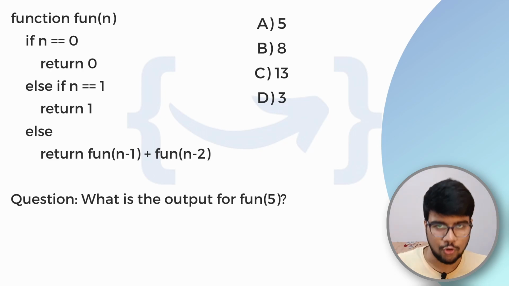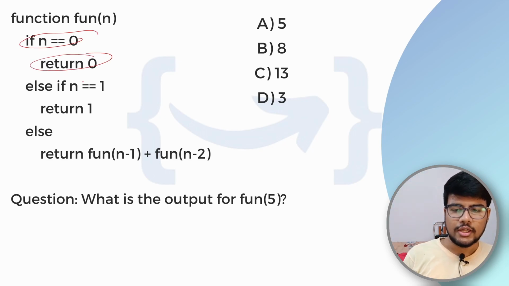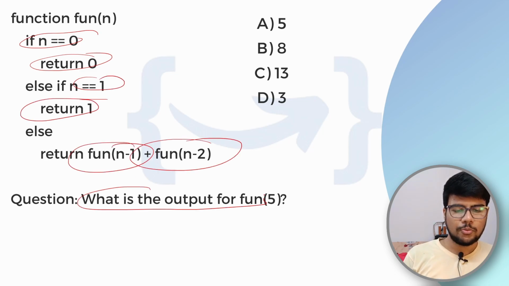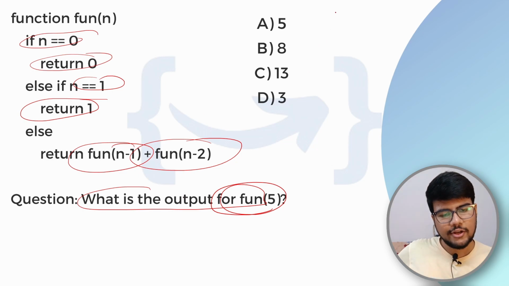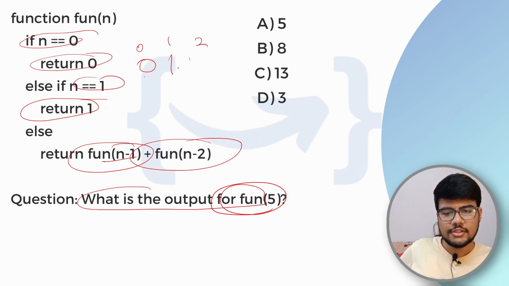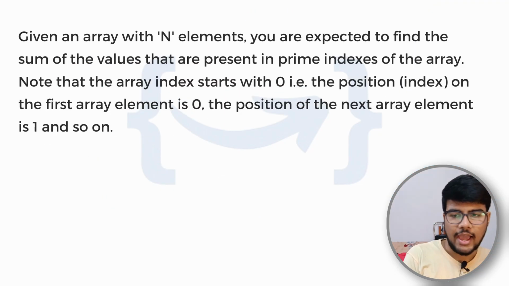Now, function f of n: if n is equivalent to 0, return 0. If n equivalent to 1, return 1. Otherwise fun of n minus 1 plus fun of n minus 2. What will be the output for 5? Repeated question from mock test 1. I know it's a Fibonacci series where if it is 0, return 0, if it is 1, return 1, then fun of n minus 1, which is 0 and 1. The second location, 0 plus 1, would be 1. Then third would be 2, then fourth would be 3, then fifth would be 5. So the right option is A.